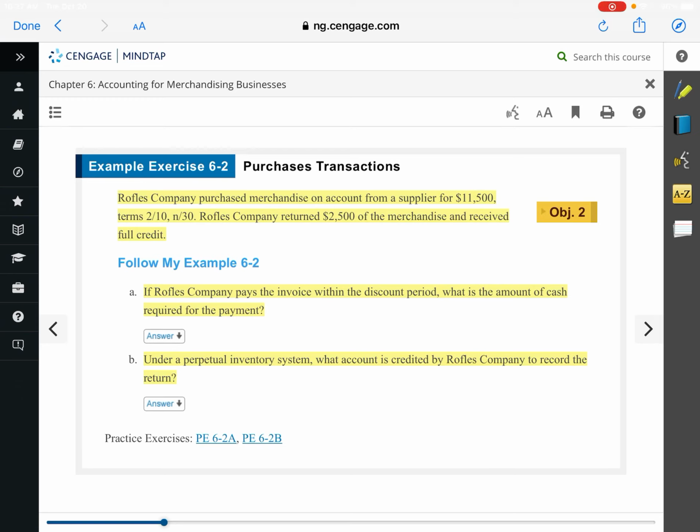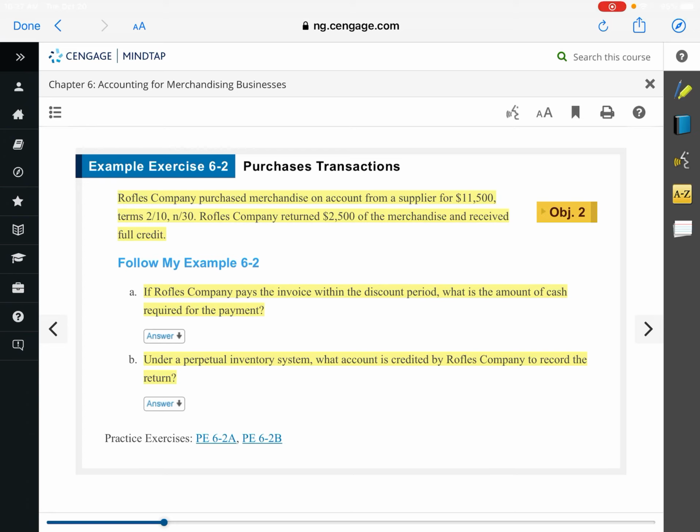All right, we're gonna work on another problem before we leave. And then under a perpetual inventory system, what account is credited by Roeffel's company to record the return? We're actually not, so due to time constraints and the fact that we're only spending one day on chapter 6, we're not gonna do returns.